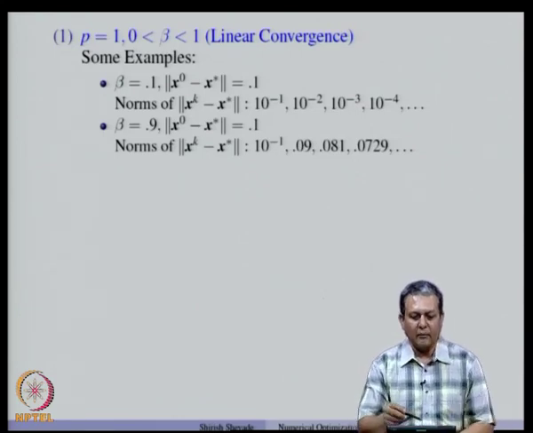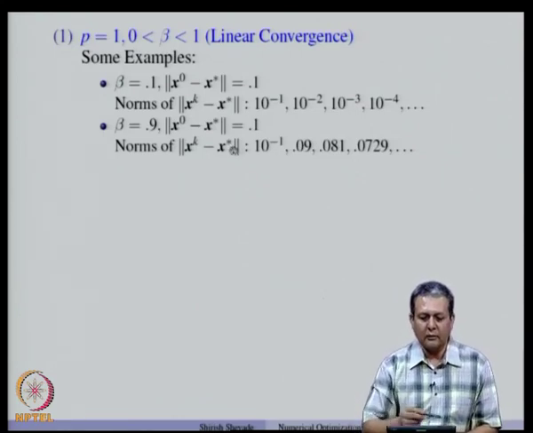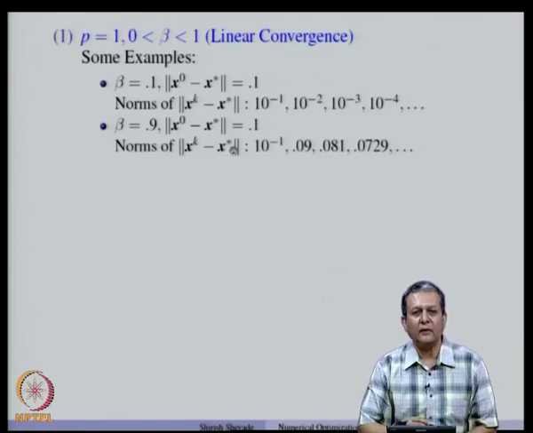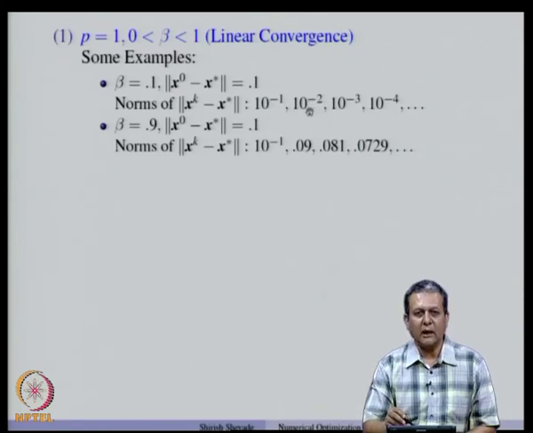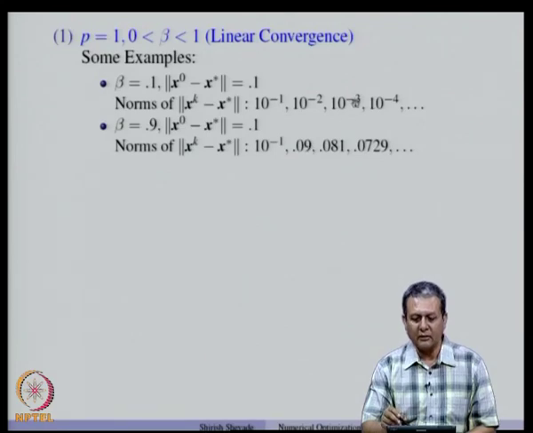Now, let us compare the norms of xk minus x star that we obtained with different values of beta. Initially they were the same, but after one iteration it was 1 by 100, while here it was 9 by 100. After two iterations it was 1 by 1000, this was 81 by 1000, and then 1 by 10,000 versus 729 by 10,000.